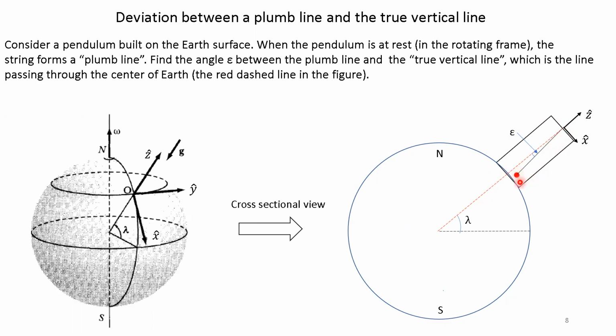The question I want to ask is: what is the angle between the string, this line, and the line joining the top of the building to the center of the Earth?